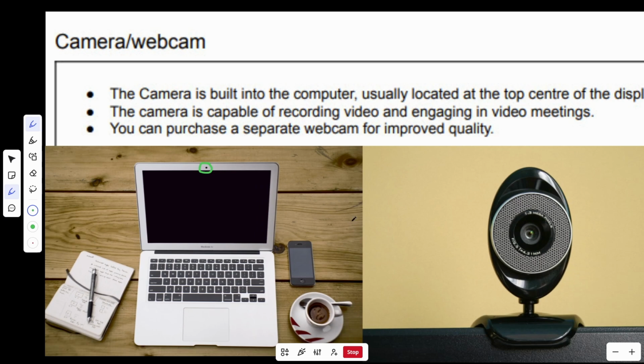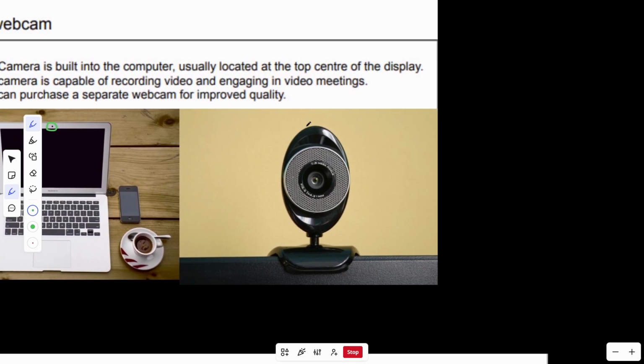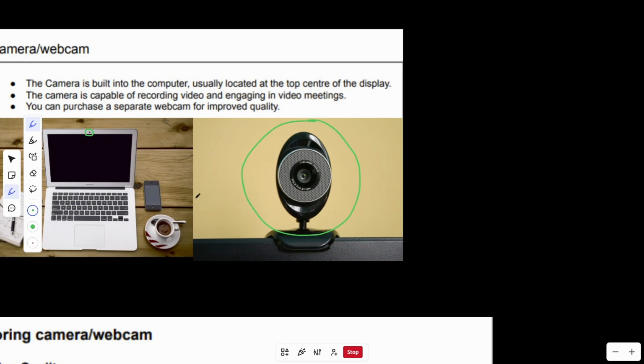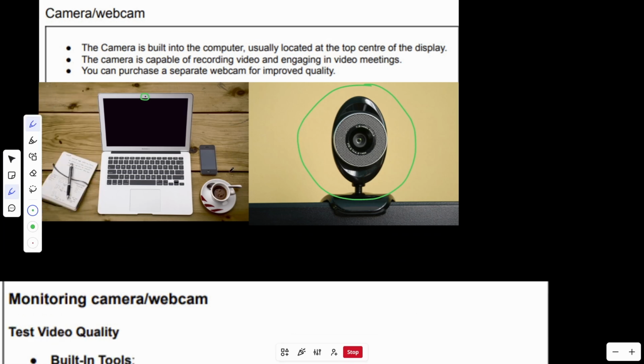If you need higher quality or you don't have an inbuilt webcam, you can purchase a USB external webcam as well. I'm thinking about doing that for these videos because right now I'm using a DSLR camera and the battery life just isn't there. So maybe I need a USB webcam to make these videos for you.